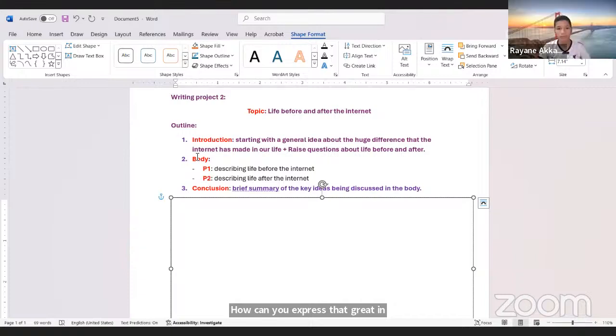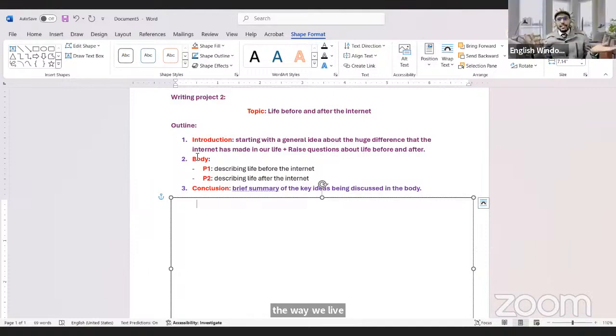The internet has revolutionized the way we live and work. Great, yeah. Okay, so the internet has revolutionized our lifestyle, or the way we live. Great, that's really amazing.